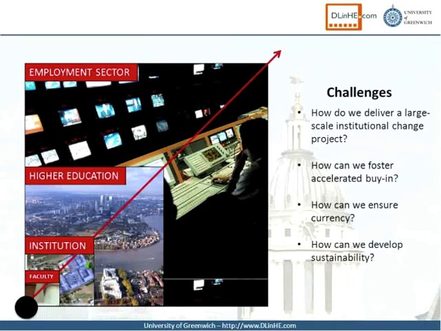The diagram in front of you is showing that the red line is the velocity for the project, going from our little wee black dot as us in the middle of the university, and how we move that from a faculty, institution, higher education, and then into the employment sector, because we're working with employers very strongly as well, and to mediate the change that we want to do.